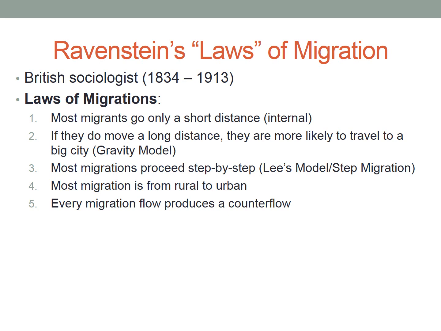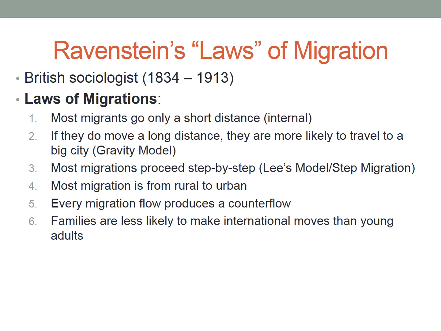Every migration flow produces a counterflow. So the example I will use is just to build on law number 4 that we mentioned above. Most migration is from rural to urban. So when those rural dwellers move to the city, do the people that were already in the city stay there, and did the city just get bigger and bigger and bigger and nobody ever leaves? Well, no. Those city dwellers are going to go, whoa, it's way too crowded now, and so I have to move out to the suburbs. So every migration flow, rural to urban, is going to produce a counterflow, urban to suburban. And so we're going to see that as a trend as well.